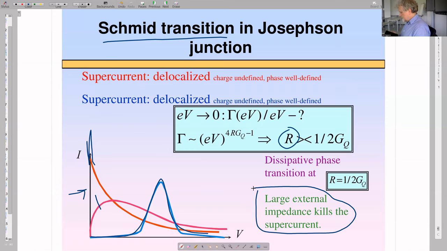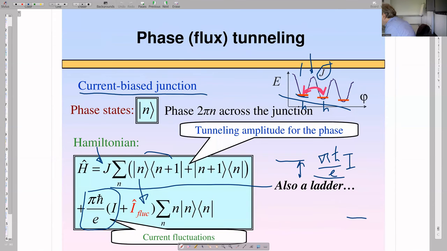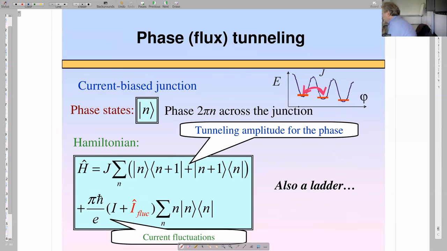Let us see, that was about the Josephson junction. How am I doing in time? Pretty good, actually. Let me talk about an alternative kind of tunneling. We have shortly discussed it when we talked about the Josephson junction.